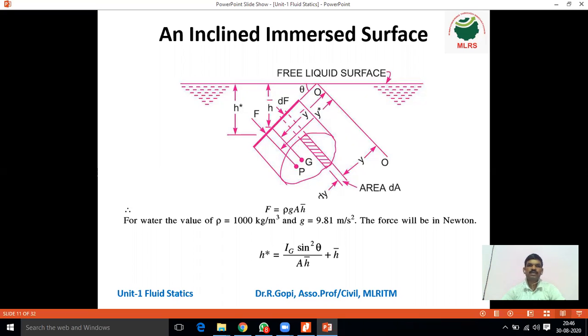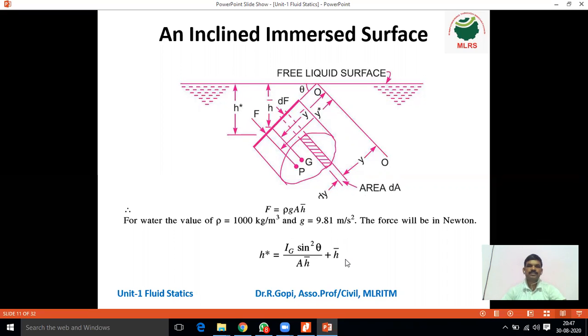So this is our inclined plate. This inclined plate has very little thickness, and this is the approximate shape of the surface. It is immersed at an angle theta from the free liquid surface. For the total pressure formula, we know that F = rho g A h bar. This is the formula for all the cases. And h star is equal to Ig sin square theta divided by A h bar, plus h bar.